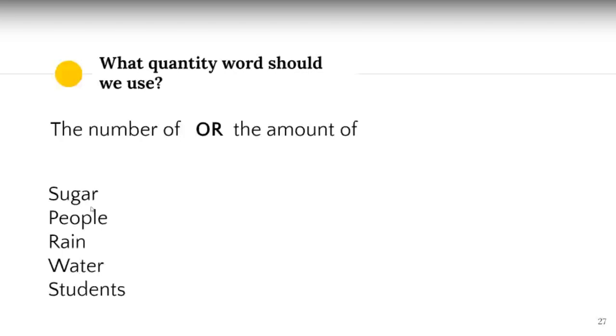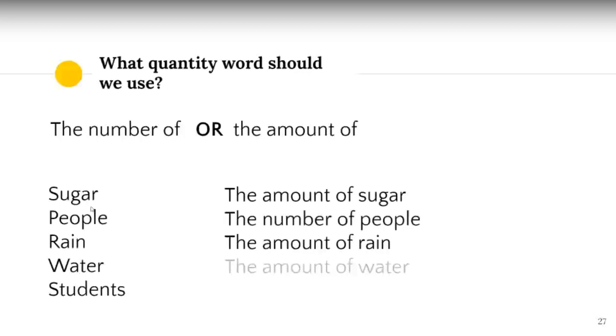What about people? Yes, with people we should use number, because people are countable. And what about rain? Rainfall, rain, etc. Yes, amount of rain. That's correct. But water, number of water, or amount? Yes, with water you should use amount as well. What about students? Yes, with students we should use number. So the amount of sugar, the number of people, the amount of rain, the amount of water, the number of students.